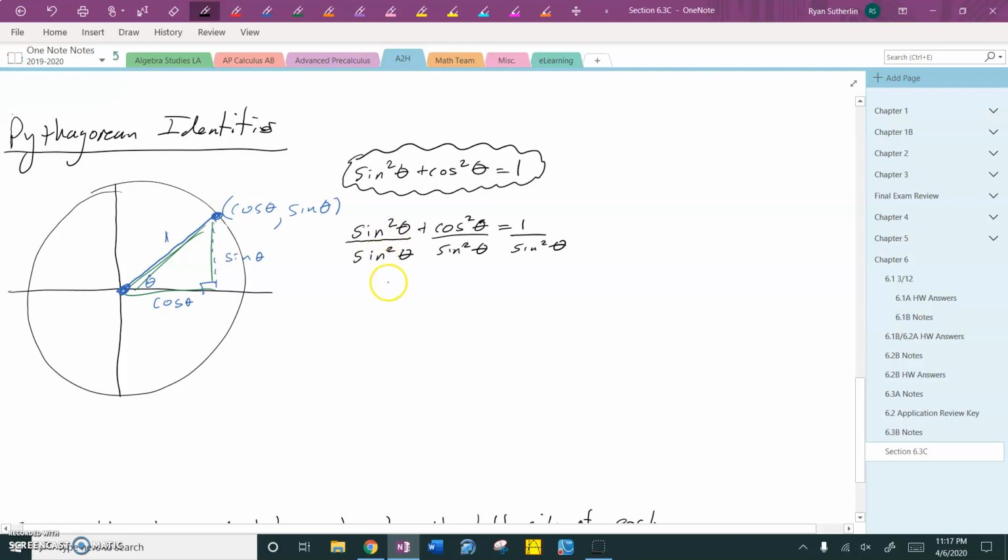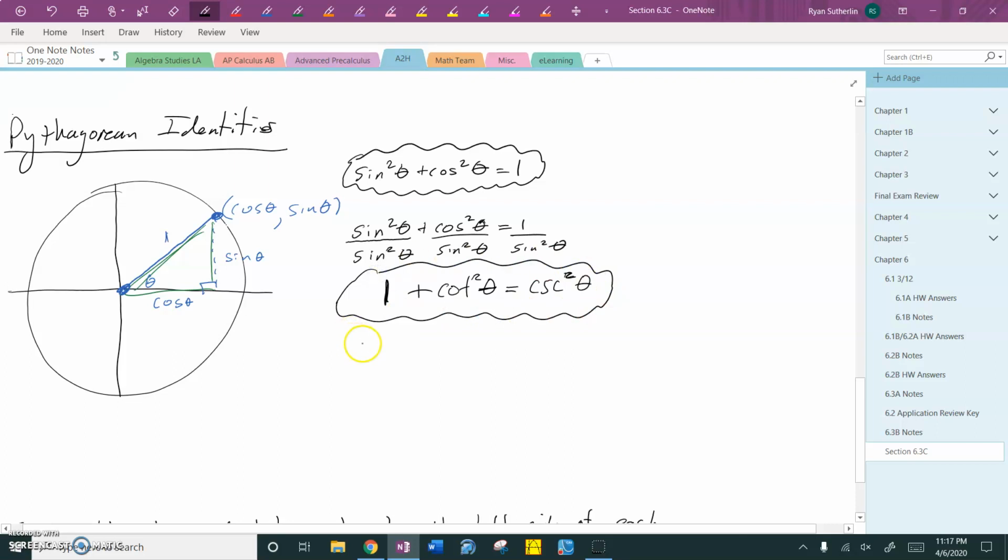And now I have sine squared divided by sine squared is 1. Cosine squared divided by sine squared, well, cosine theta divided by sine theta is cotangent. So cosine squared divided by sine squared is cotangent squared theta. And 1 over sine is normally cosecant, but it's squared. So we have cosecant squared theta. So here's the second Pythagorean identity.